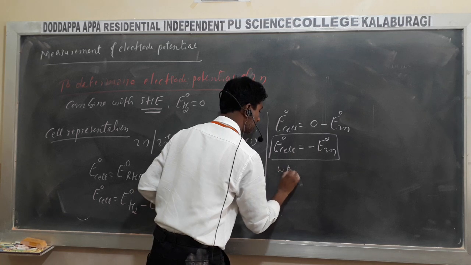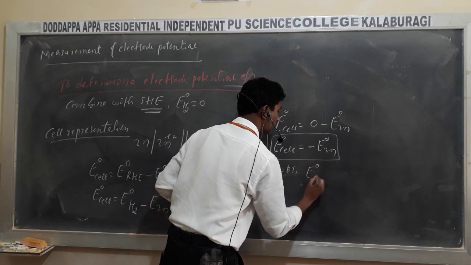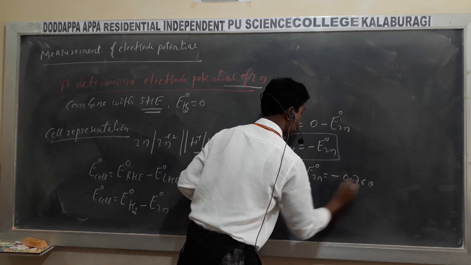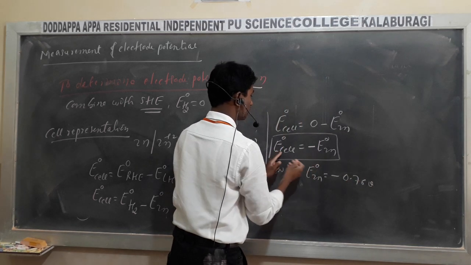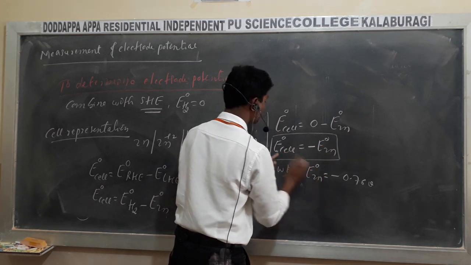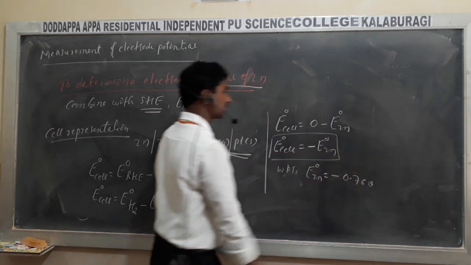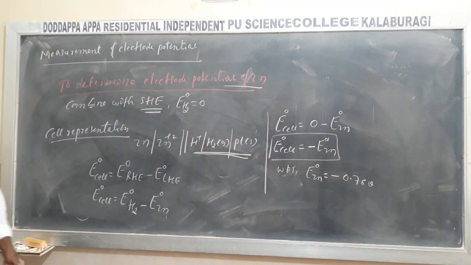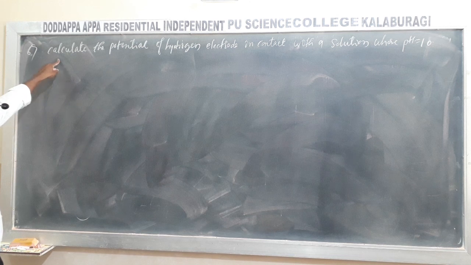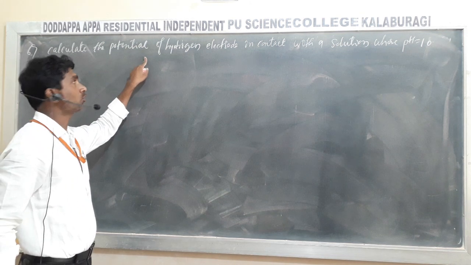The E naught of zinc is always minus 0.76 volt. So E naught of cell is equal to minus of E naught of zinc, meaning E naught of zinc is equal to minus of E naught of cell. So this is the standard electrode potential of zinc.